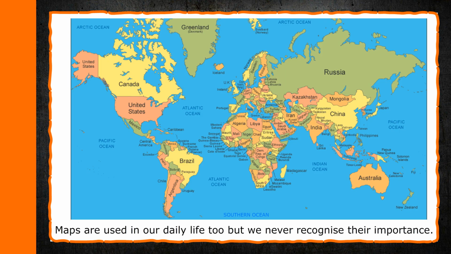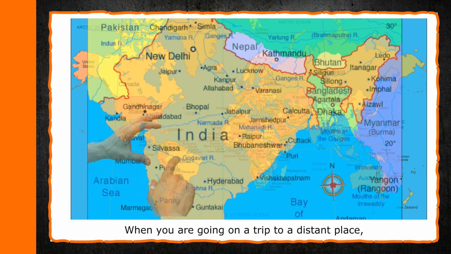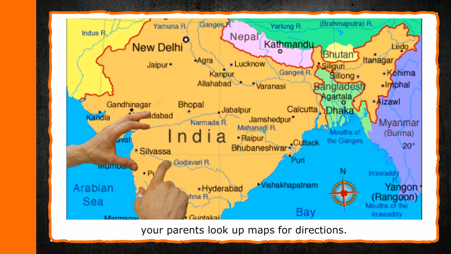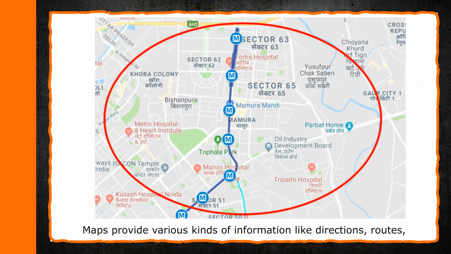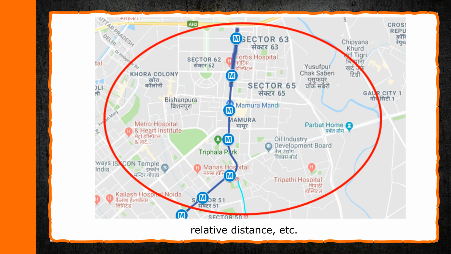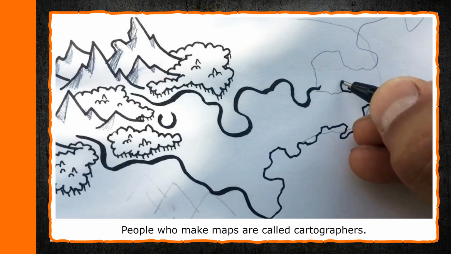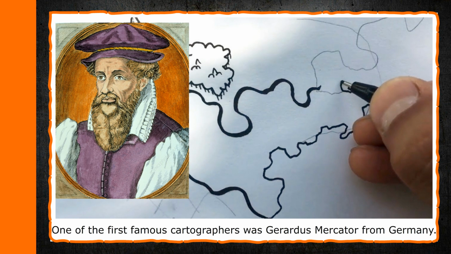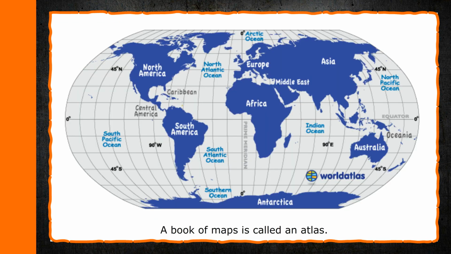Maps. Maps are used in our daily life too, but we never recognize their importance. When you are going on a trip to a distant place, your parents look up maps for directions. Maps provide various kinds of information like directions, routes, relative distance, etc. People who make maps are called cartographers. One of the first famous cartographers was Gerhardus Mercator from Germany. A book of maps is called an atlas.